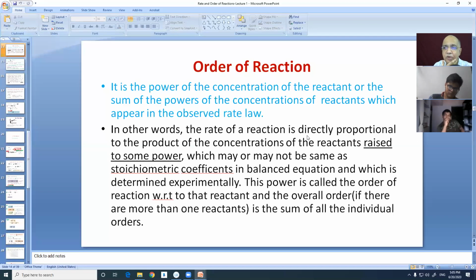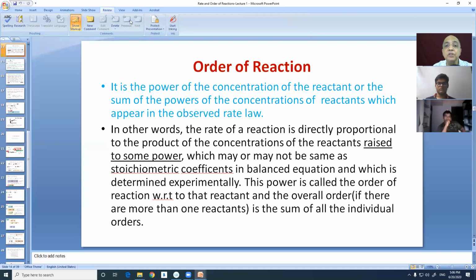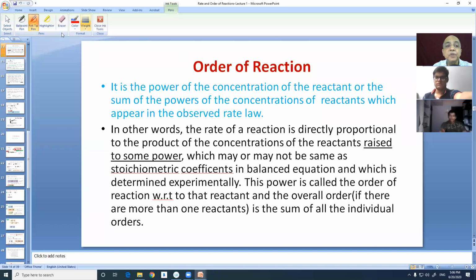It is the definition. When you are asked in your examination, you will write this. It is the power of the concentration of the reactant or the sum of the powers of the concentrations of the reactants which appear in the observed rate law, or you can also write rate equation, same as rate equation. Rate equation is same as rate law. Now listen to me, what I am reading out.